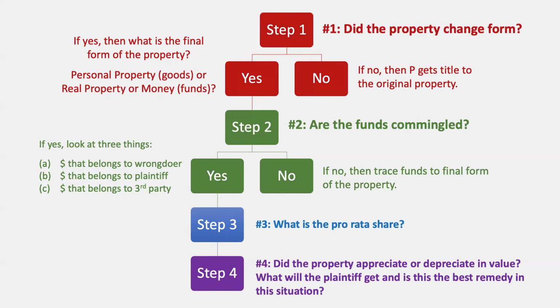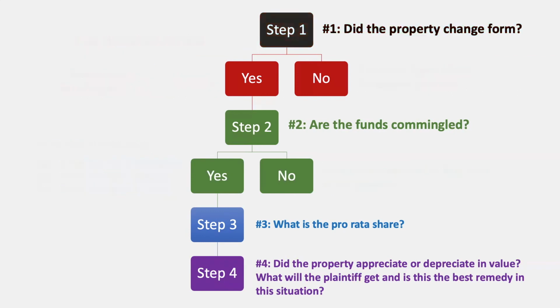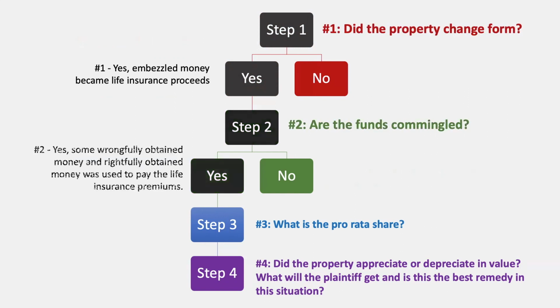But to help you think about it, let's apply this to the G&M case. First question, did the property change form? Well, the answer was yes. We had embezzled money that became life insurance proceeds. Are the funds commingled? The answer is, well, yes. We had some wrongfully obtained money and some rightfully obtained money that was used to pay the life insurance premiums that changed into the life insurance proceeds.